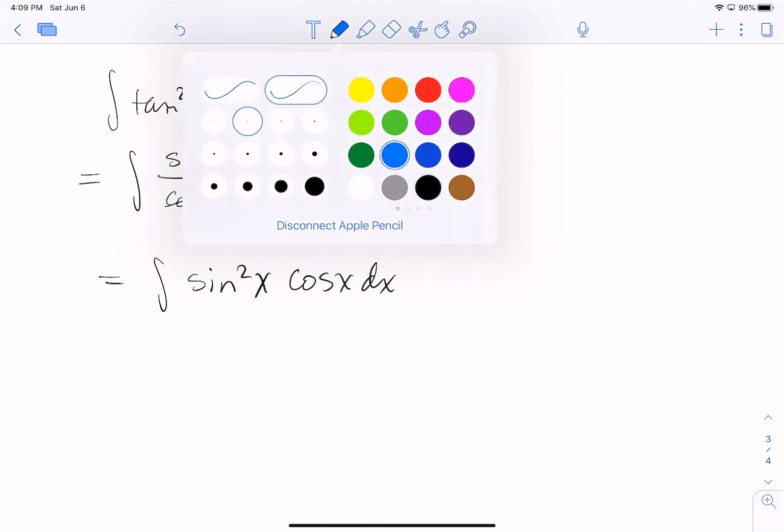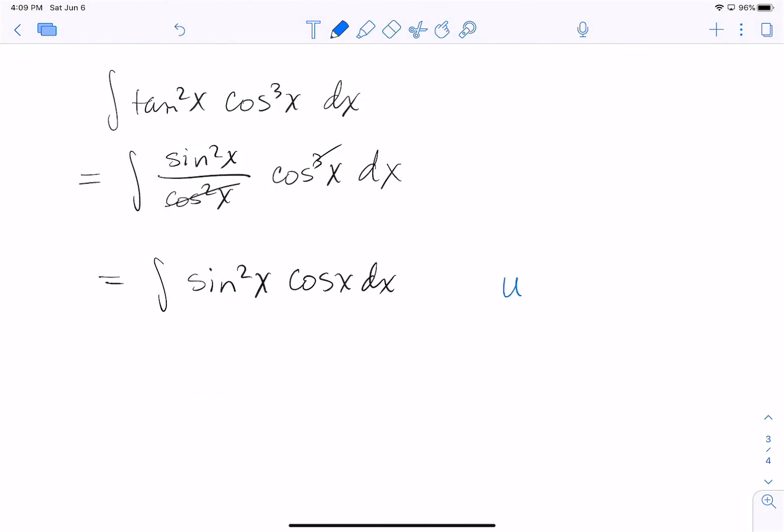At this point, we don't really need to do anything fancy other than to recognize we have a composition, sine squared of x, identify u to be the sine of x, the inside function of that composition, and then du will be the cosine of x dx. We effectively have the integral of u squared du. We'll finish this off by integrating using the power rule. 1/3 times the sine cubed of x plus c.